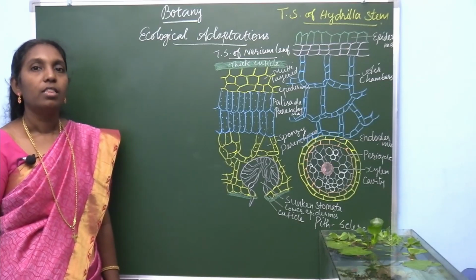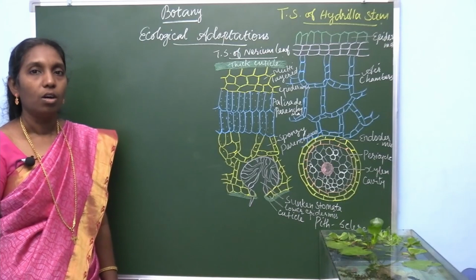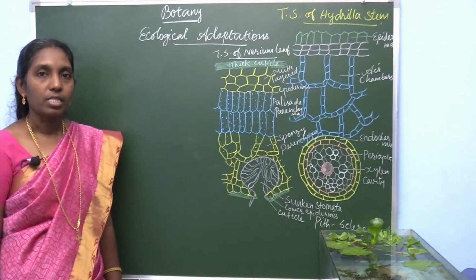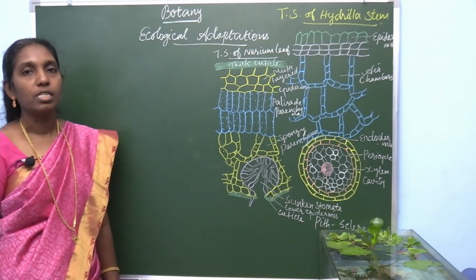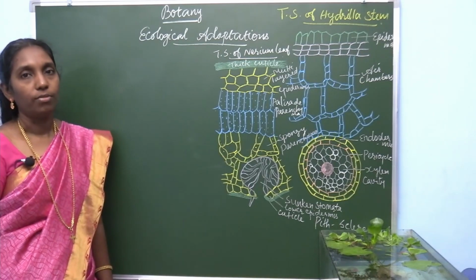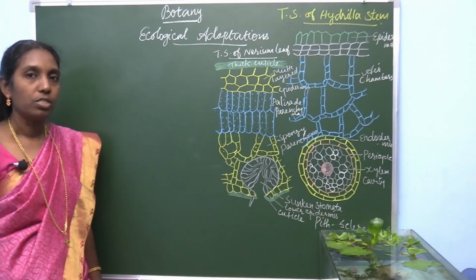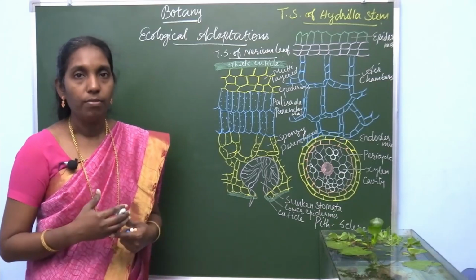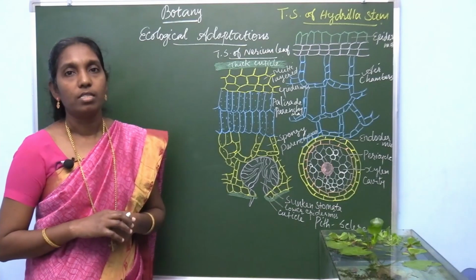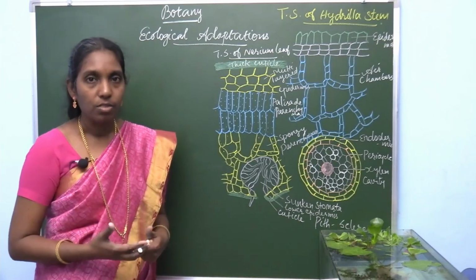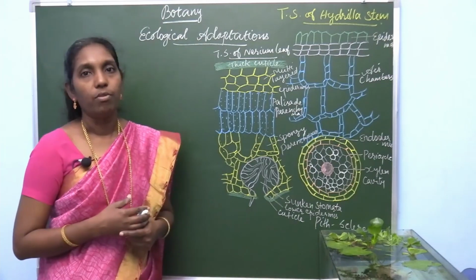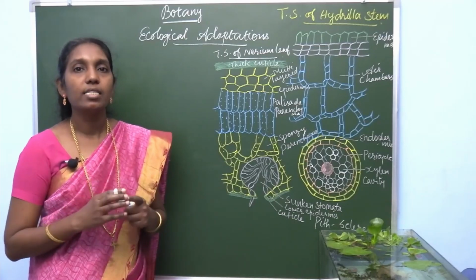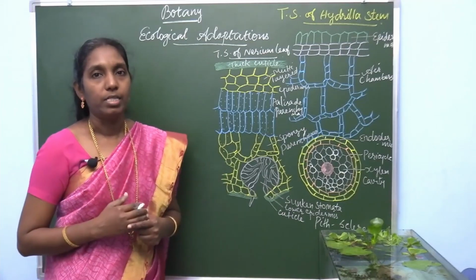It means the modifications of the structure of an organism to survive successfully with its environment is called adaptations of organisms. So, what's meant by adaptations of organisms? The modifications of structure of the organisms to survive successfully with its environment. So, the adaptations help the organism to exist under its habitat.